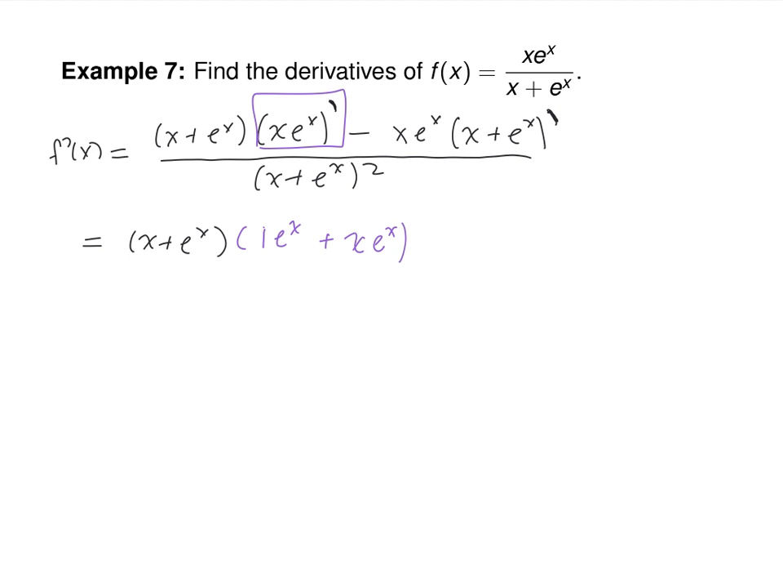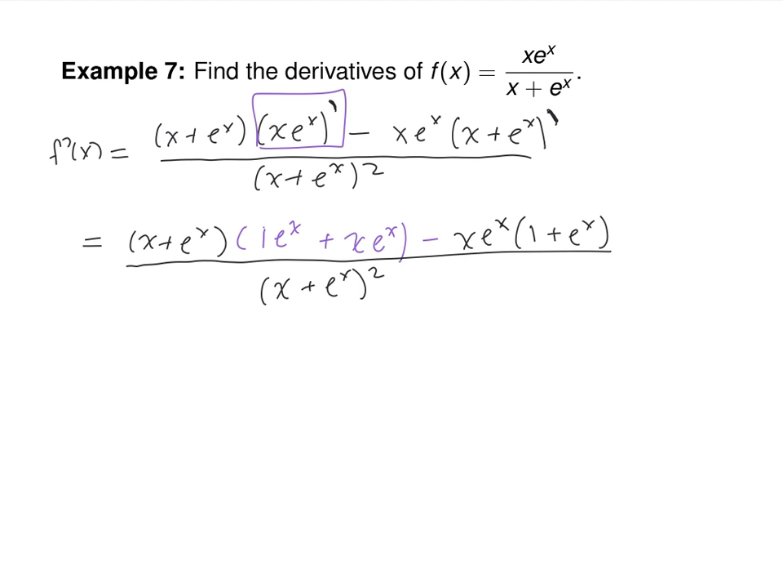there you go. Okay, I needed the parentheses because the whole derivative is being multiplied by that other thing. Minus x e to the x. Is the derivative of x plus e to the x tricky? No, that's just 1 plus e to the x, all over x plus e to the x squared. Okay.